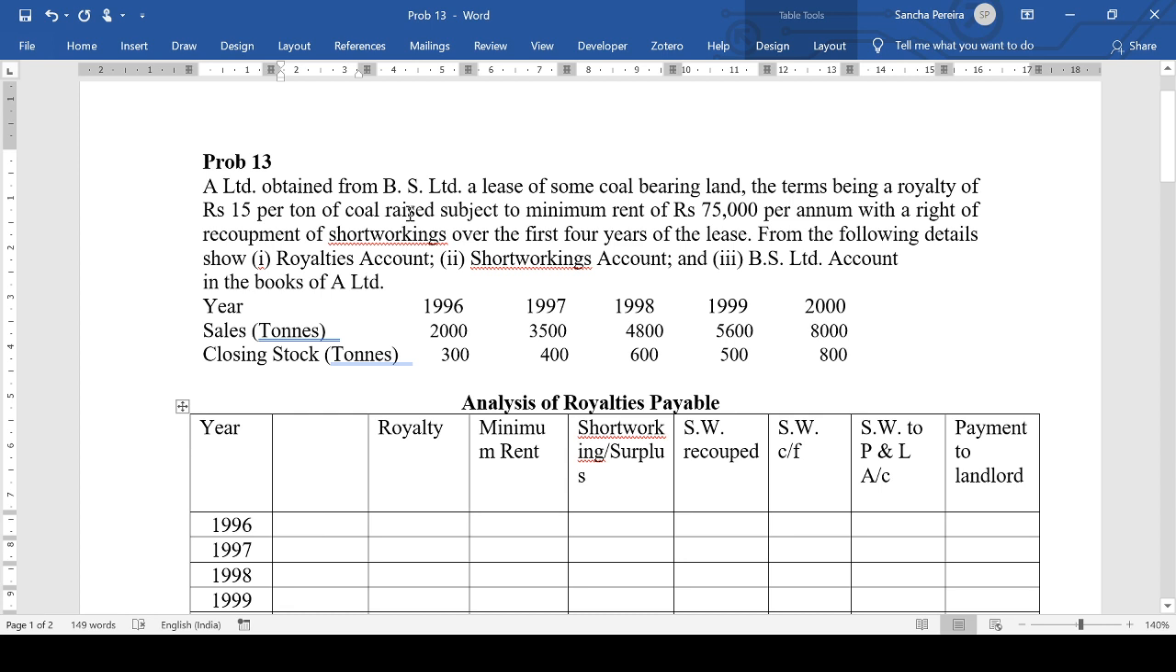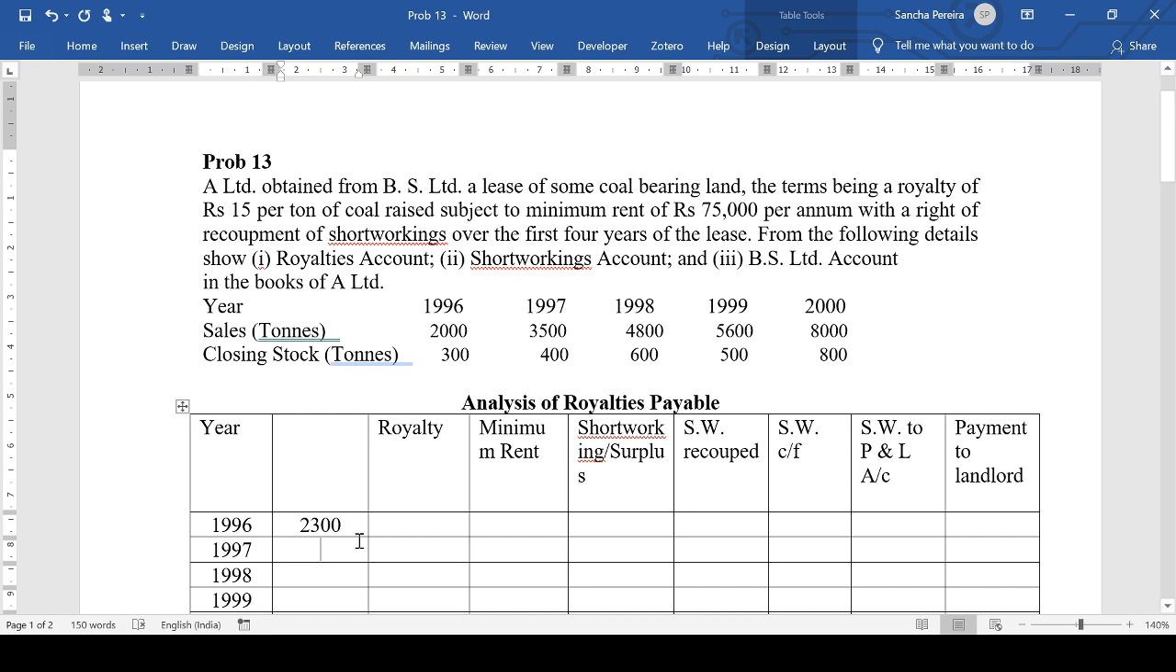The meaning of coal raised is the total coal that was extracted. They are not concerned with how much was sold, how much is left behind. The royalty has to be paid on the total coal raised. If they had said the royalty is to be paid per ton on the tons that are sold, that time we would have just taken 2000. But right now we are concerned with the coal raised. Is this clear, everyone? So in the first year we are going to have it as 2300. Next year, how much will it be? Think about coal raised.